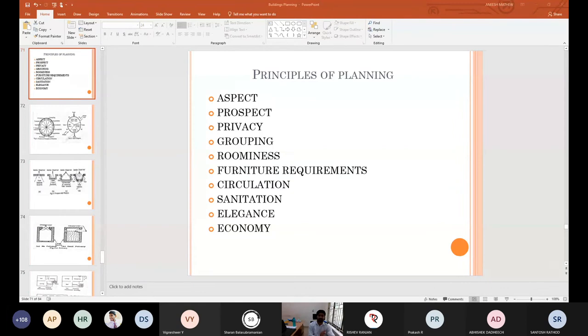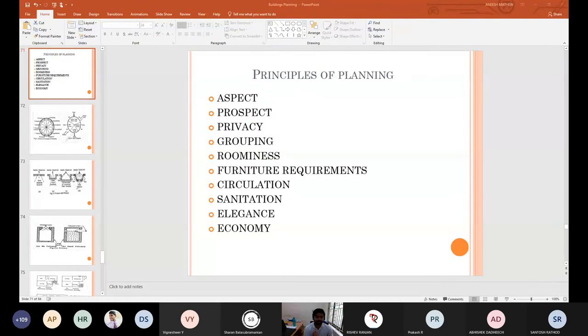not only illumination. We discussed why we place the kitchen on the east side. Because in the kitchen we are doing all the cooking, and the kitchen should be very clean. In that case, sunlight diffusion is very much important. So that's why natural light is very much important.